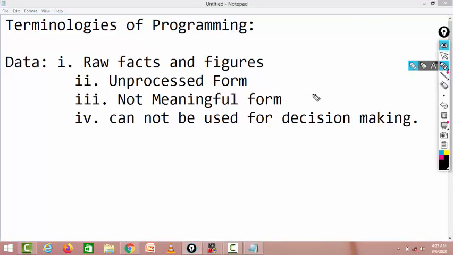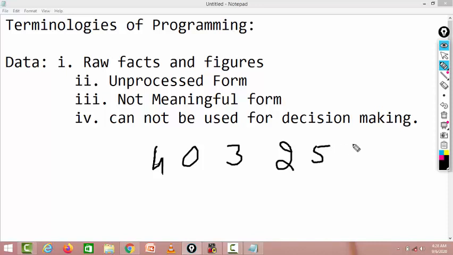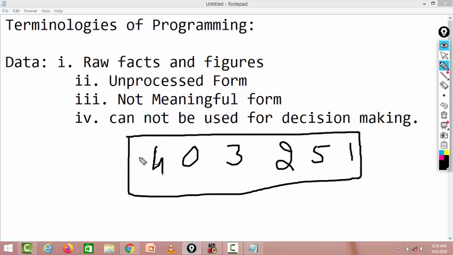It's the unprocessed form. For example, if you have data like this, I have 4, 0, 3, 2, 5, 1. So it is data. We cannot say what this is. It is an unprocessed form. It's not processed, not meaningful. There is no meaning in this, and we cannot use this for decision making.